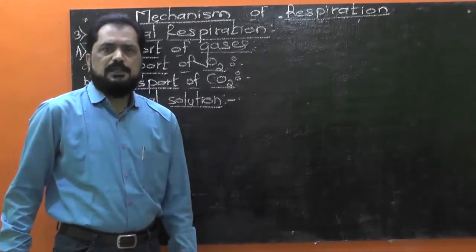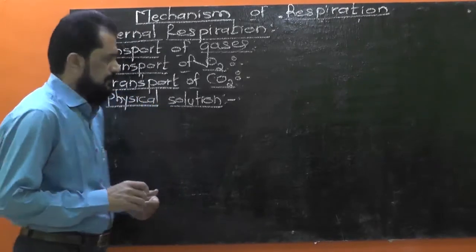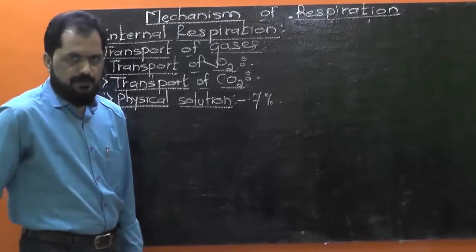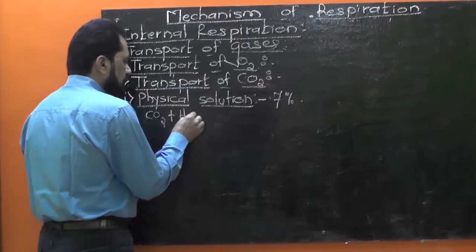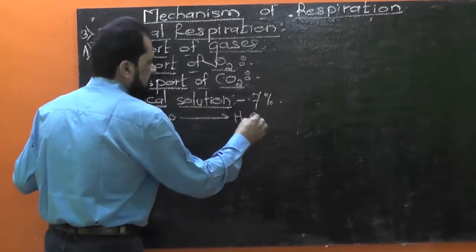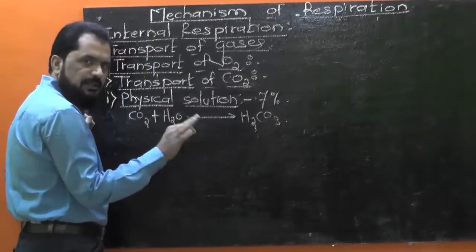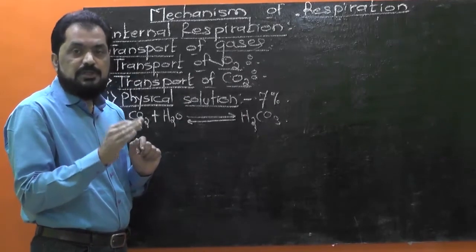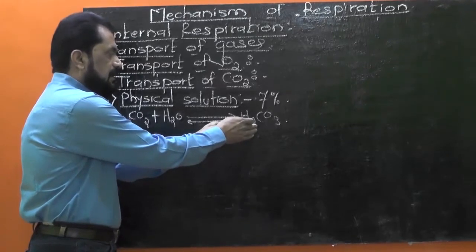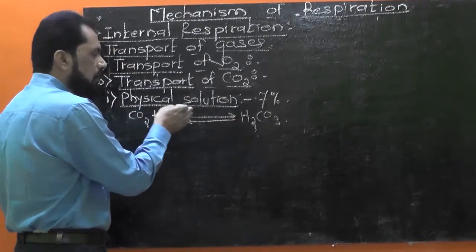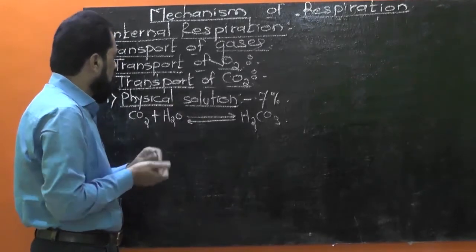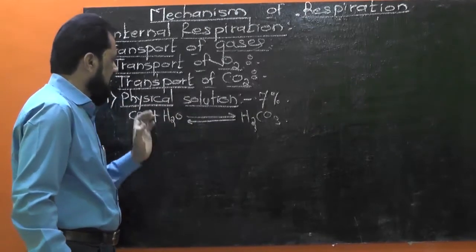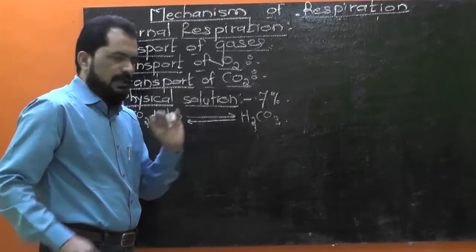carbon dioxide is slightly soluble in water, and therefore about 7% of carbon dioxide is transported as its solution. It means the carbon dioxide reacts with water to form carbonic acid, that is H2CO3. This H2CO3 is quite an unstable compound, therefore at low carbon dioxide tension, at low partial pressure of carbon dioxide, this carbonic acid undergoes dissociation to form again CO2 and water. So first of all, I have to tell you that near about 7% of transport of carbon dioxide is carried out as its solution in the form of carbonic acid.